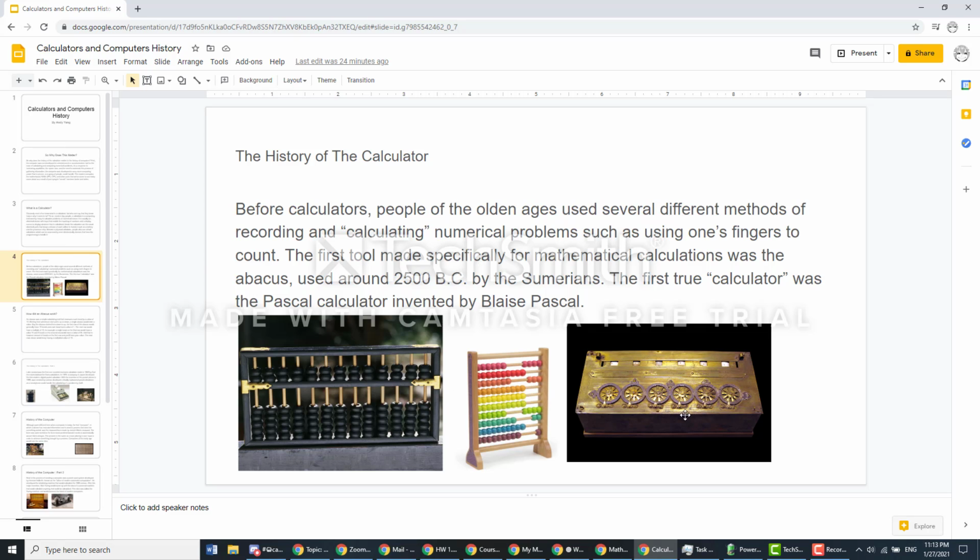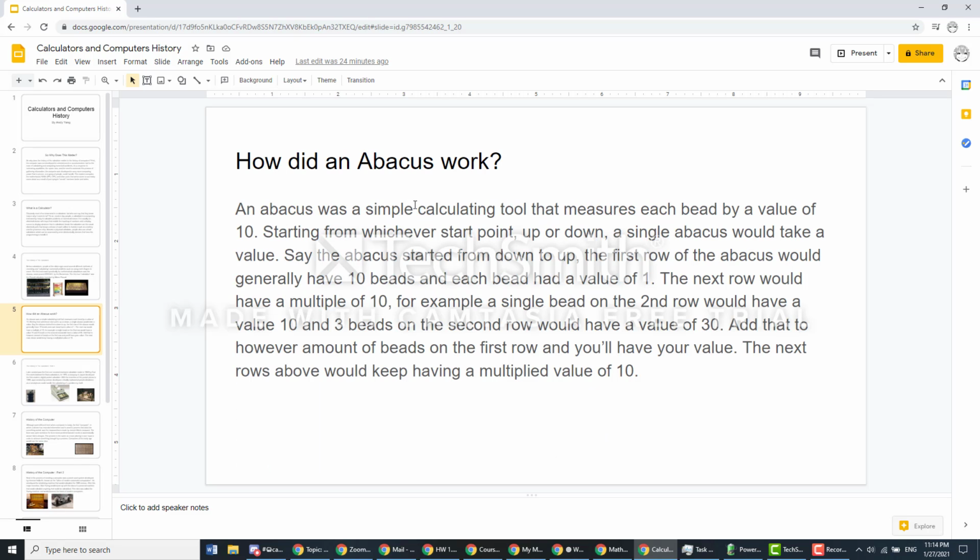This is a Pascal calculator, in which I don't even know how it works, but apparently it's the first true calculator, meaning that it probably could calculate numbers by itself without you having to input so much. It can calculate by itself. So how did an abacus work?